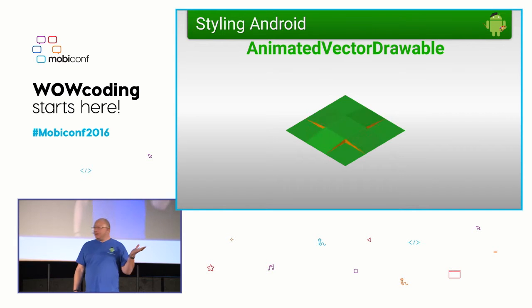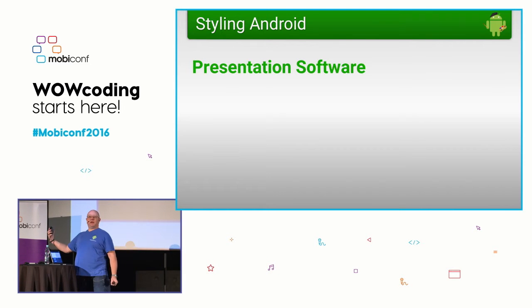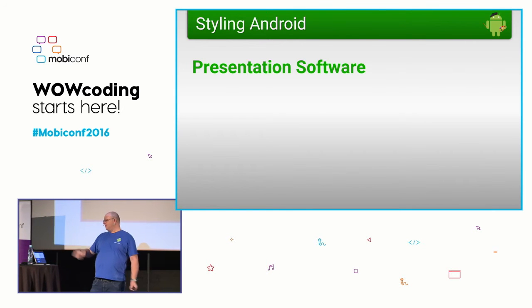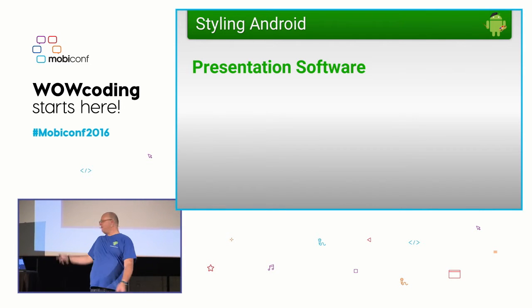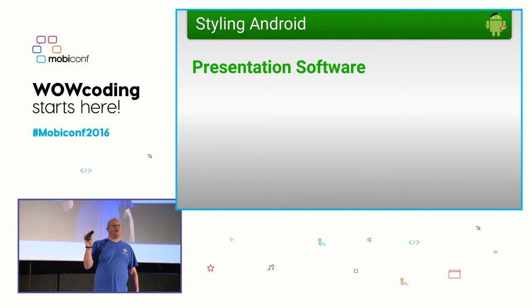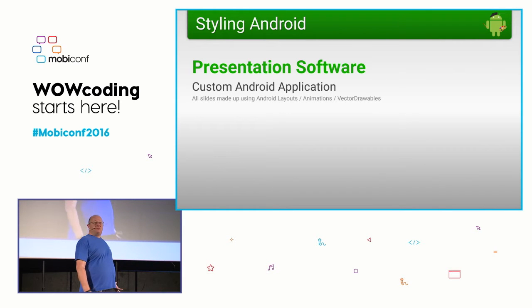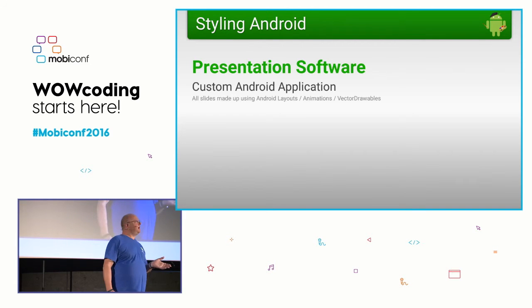This is an Android app. This is running on a Nexus player. I have it linked to a Pixel C, where I have my speaker notes that I completely ignored. My clicker is actually the remote control for the Nexus player. There are no slides, because every slide that you've seen is actually an Android layout. The animations are all Android animations. All the page transitions are using the transitions library. And it uses vector drawables.